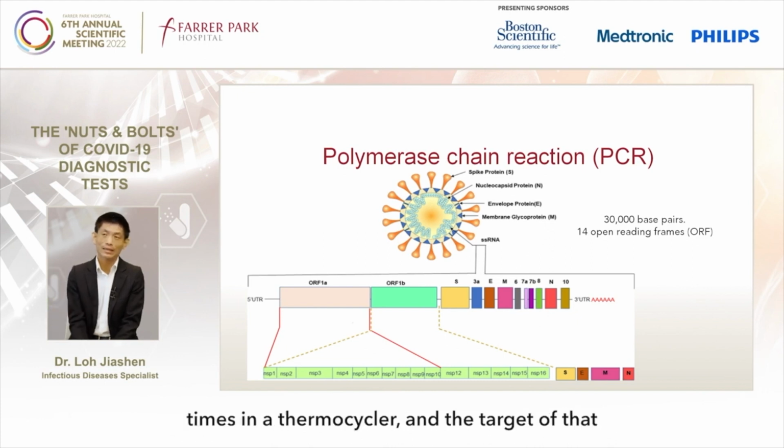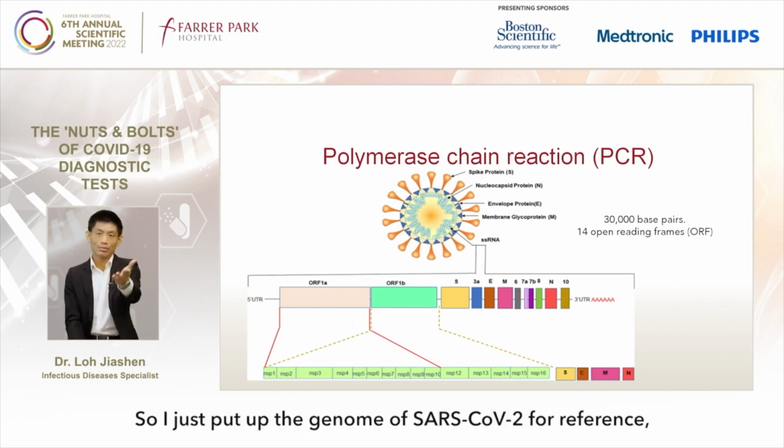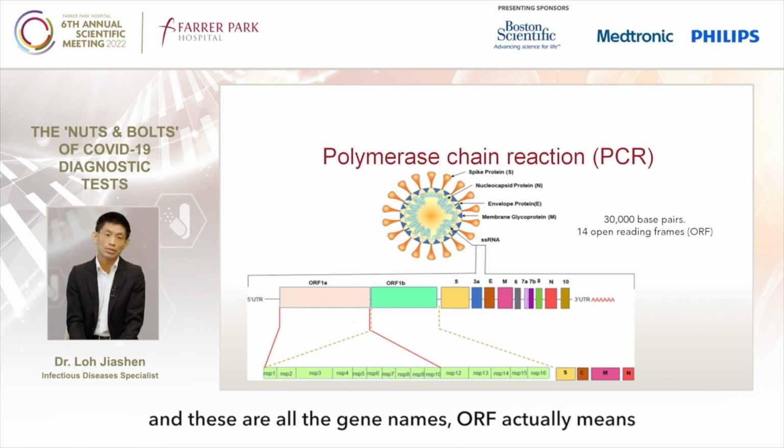times in the thermocycler, and the target of that gene of interest is bracketed by the primers you add in. So I just put up the genome of the SARS-CoV-2 for reference, and some of these names might seem familiar to you. When you've seen some of this report, you see ORF1A, you see E, you see N, and these are all the gene names.